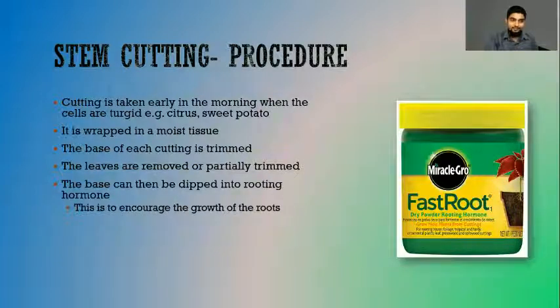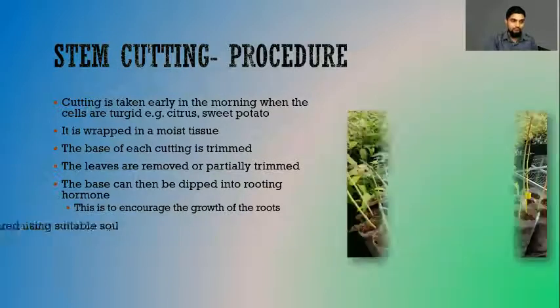The base can be dipped into rooting hormone. Now, the rooting hormone cannot be used on any and every plant. It's not very safe on all plants. So you place the base of the cutting into a rooting hormone. Some plants, however, do not require rooting hormone to actually grow new roots.